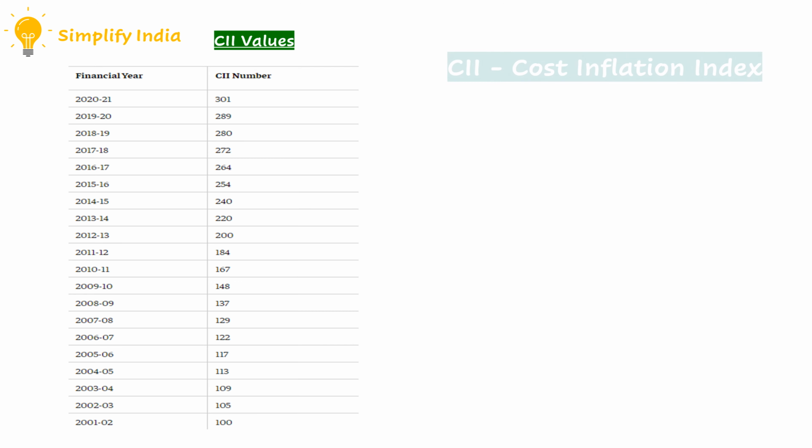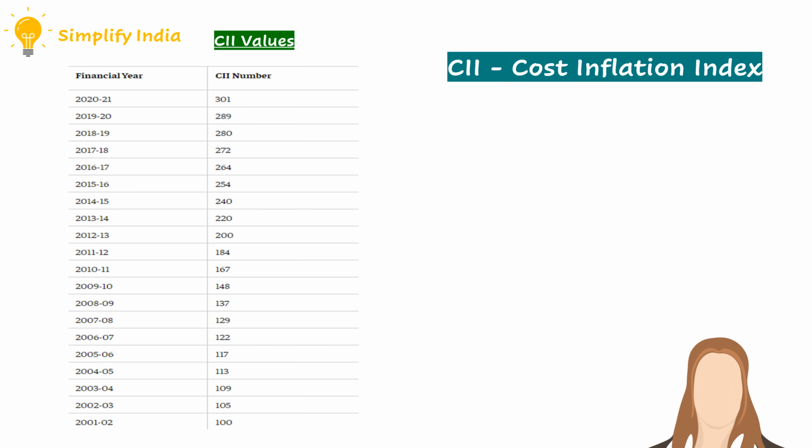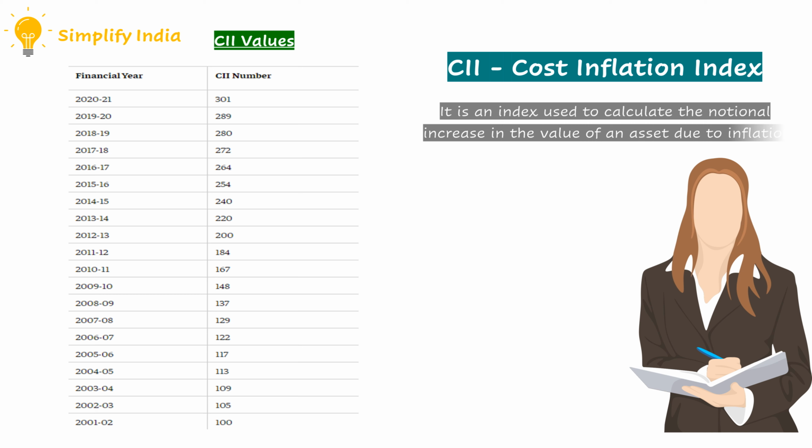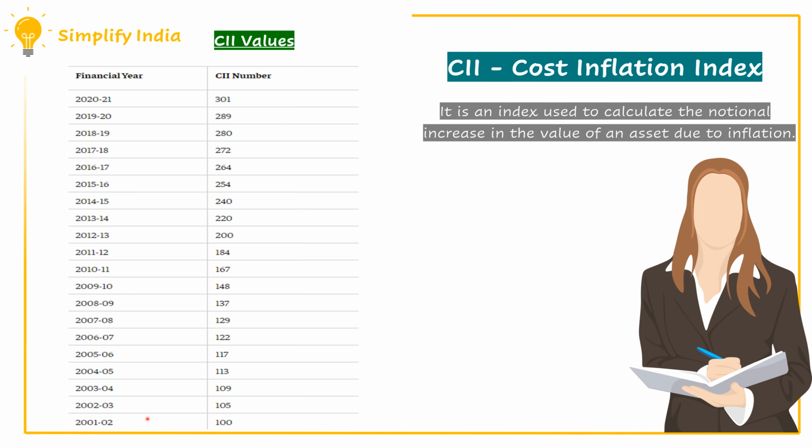Now, let us learn what the CII values are which we use in the calculation of index cost of improvement and index cost of acquisition. CII is an index used to calculate the notional increase in the value of an asset due to inflation. Here we have listed different CII values for the respective years, which we have to utilize in the calculation of capital gains.